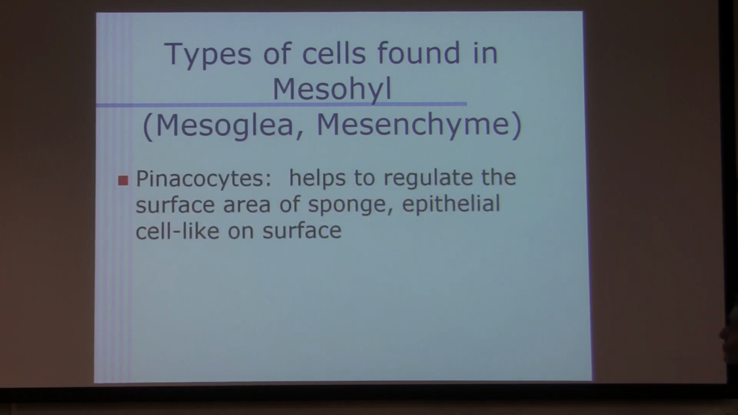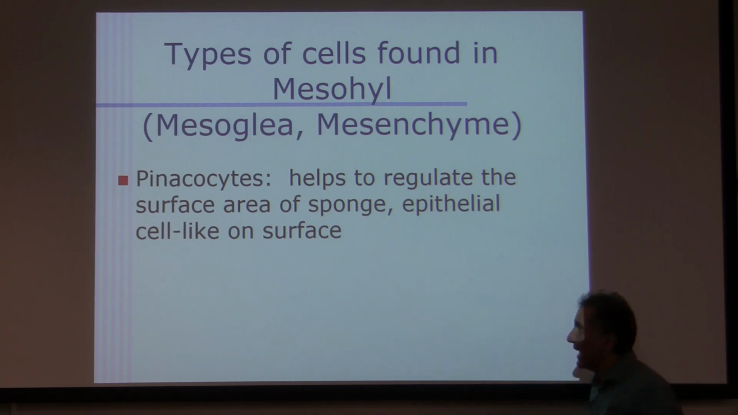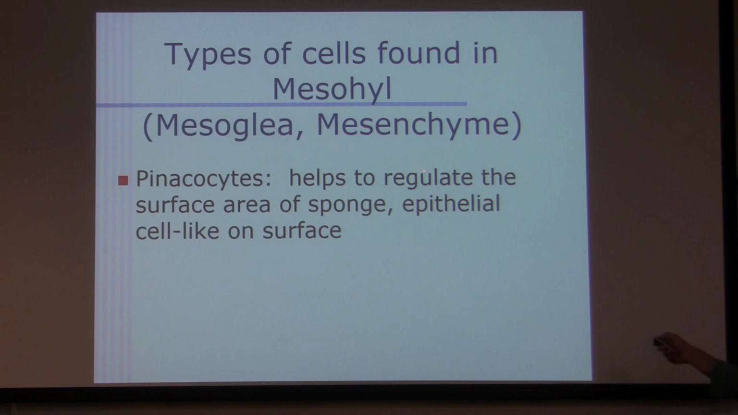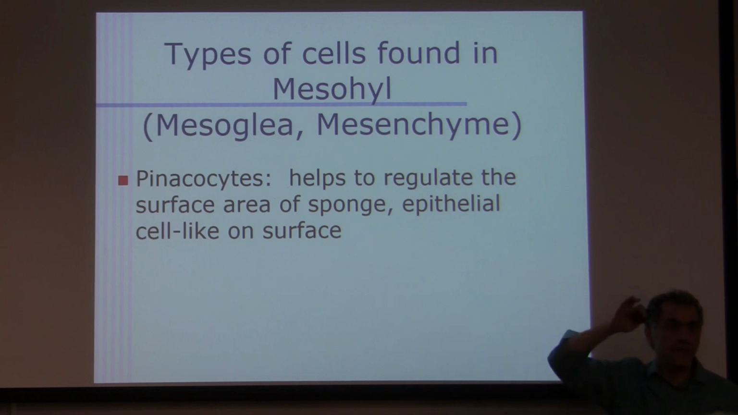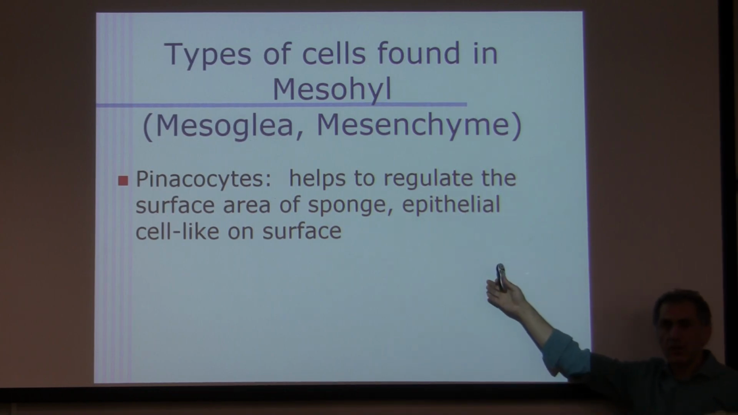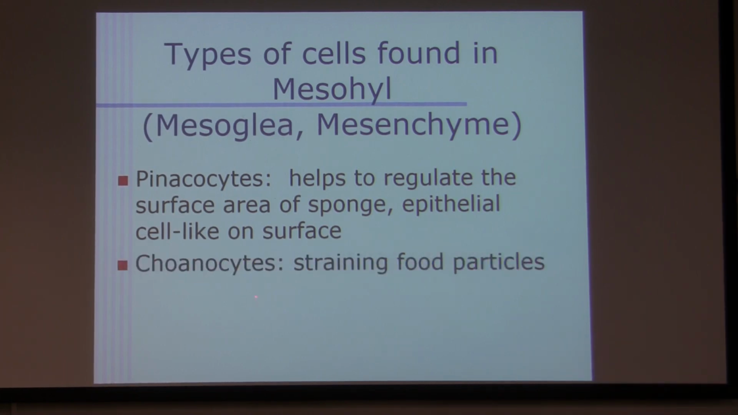Pinacocytes are on the surface of the sponges, and they help regulate the cell. They are epithelial-like cells, and you all know by now what epithelial cells are like. Most of these look like squamous epithelial, depending on the species.